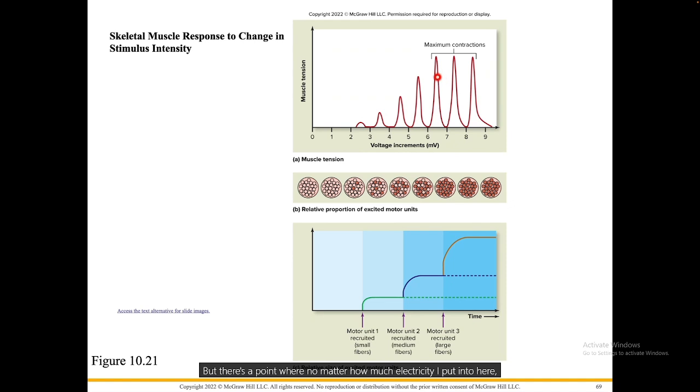But there's a point where no matter how much electricity I put into here, even if I pulled it out of the wall and stuck it to you, you couldn't lift a car, right? There's a maximum amount of contraction.